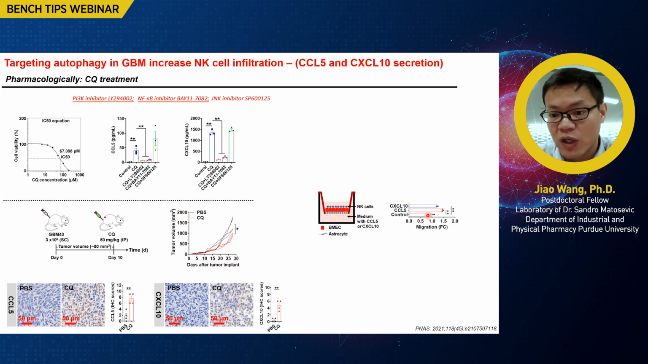And we built an in vitro BBB model, so we can see this CCL5 and CXCL10 really can bring NK cells across the BBB, so that we can achieve this increased penetration and infiltration.